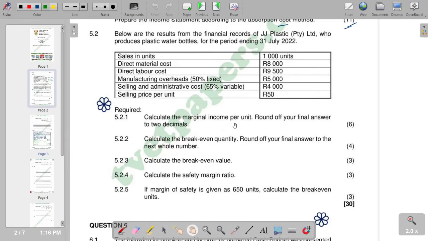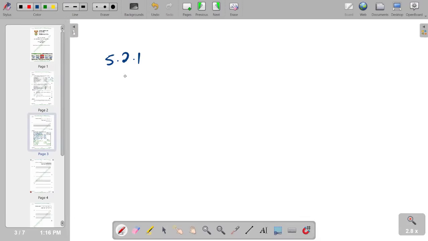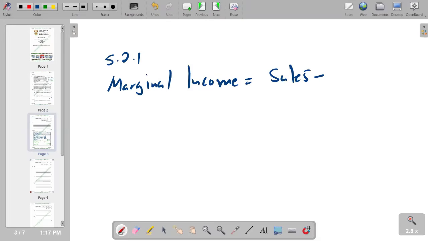Then we get the marginal income. To get the marginal income per unit, we divide by the number of units, which is 1,000 units. So with that, we can calculate it by saying marginal income is equal to our sales minus the variable cost. And to get the marginal income per unit, we now divide by the total number of units.